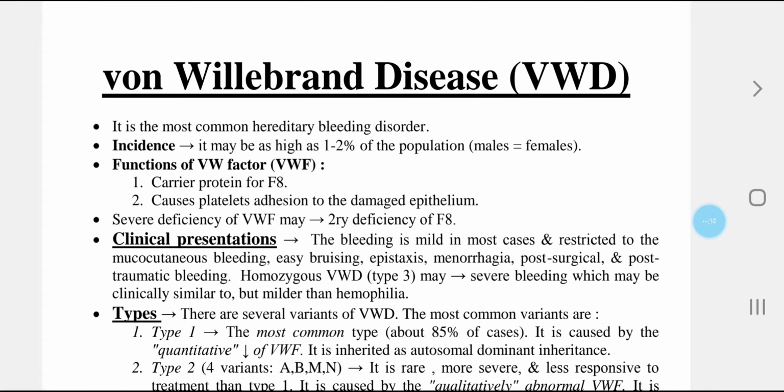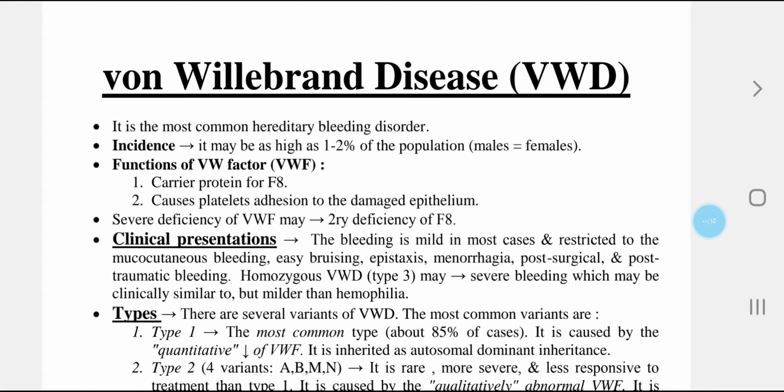Types of von-Willebrand disease. There are several variants of von-Willebrand disease. The most common variants are: type 1, the most common type, representing about 85% of cases. It is caused by a quantitative decrease of von-Willebrand factor. It is inherited as autosomal dominant inheritance.